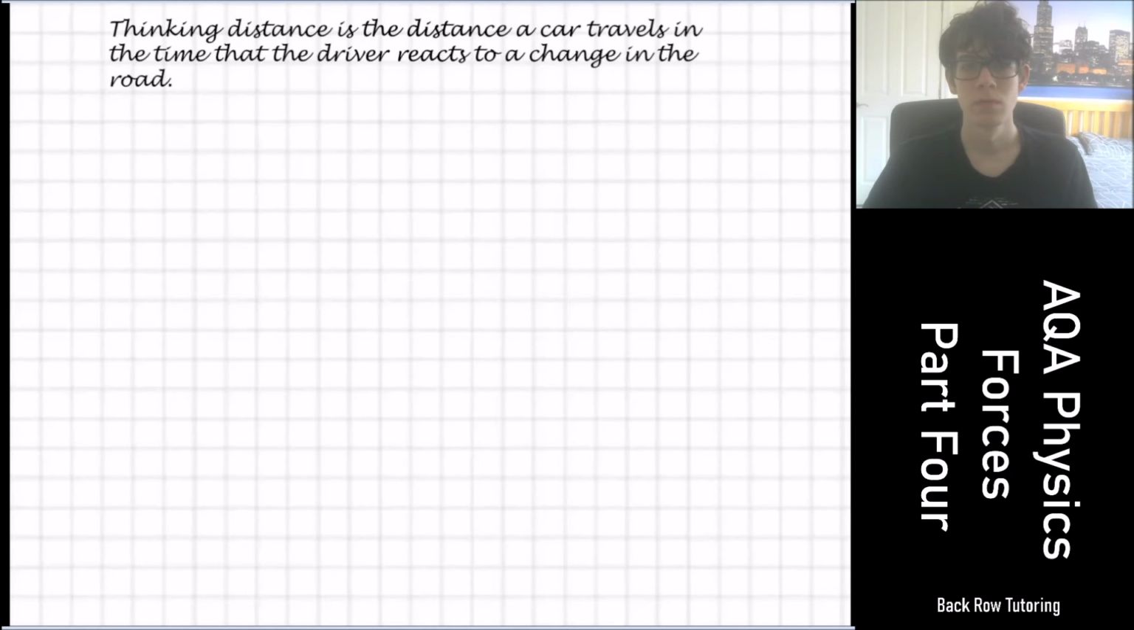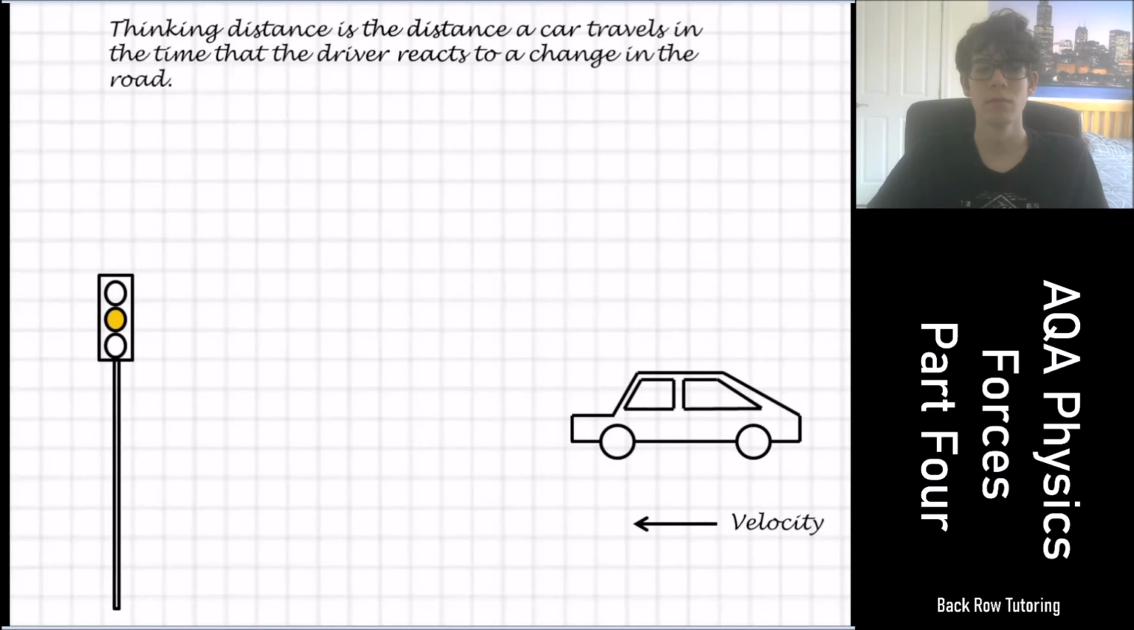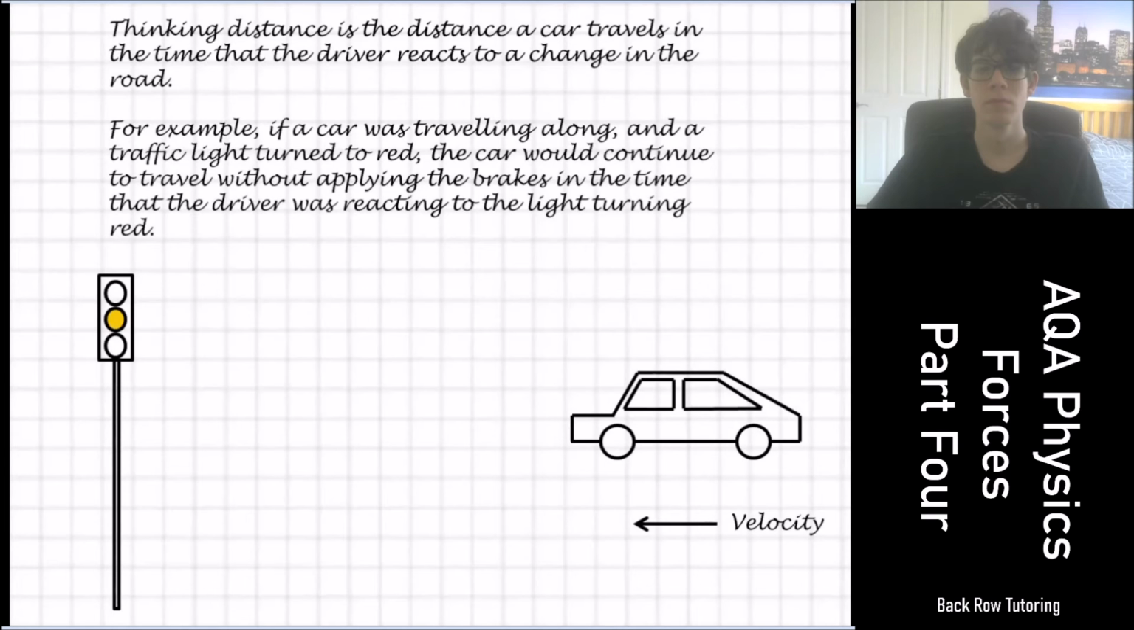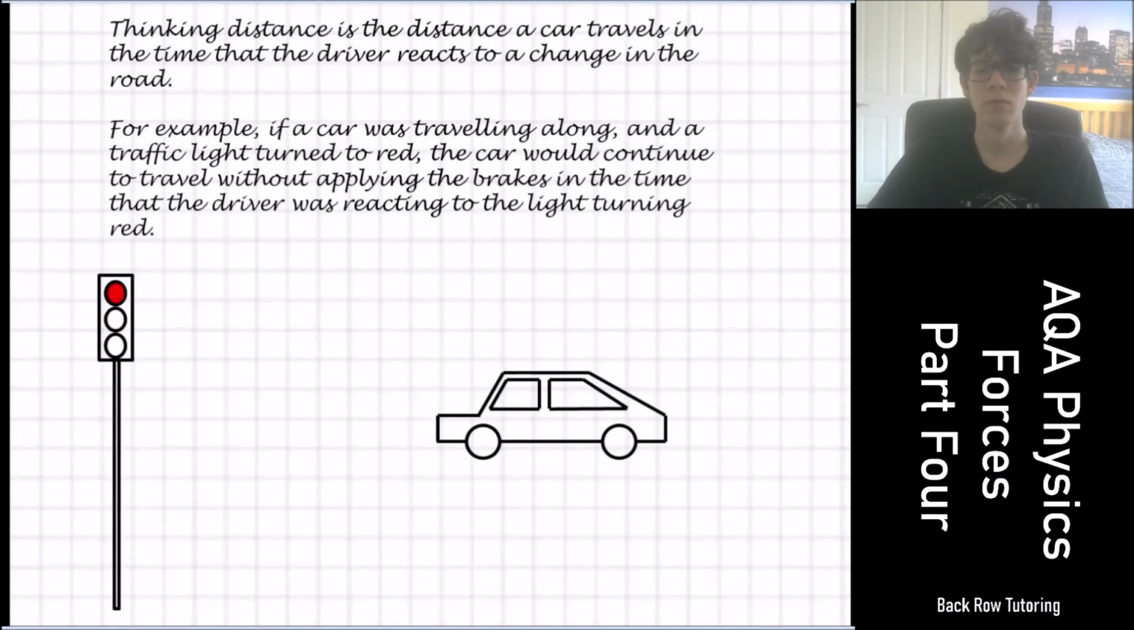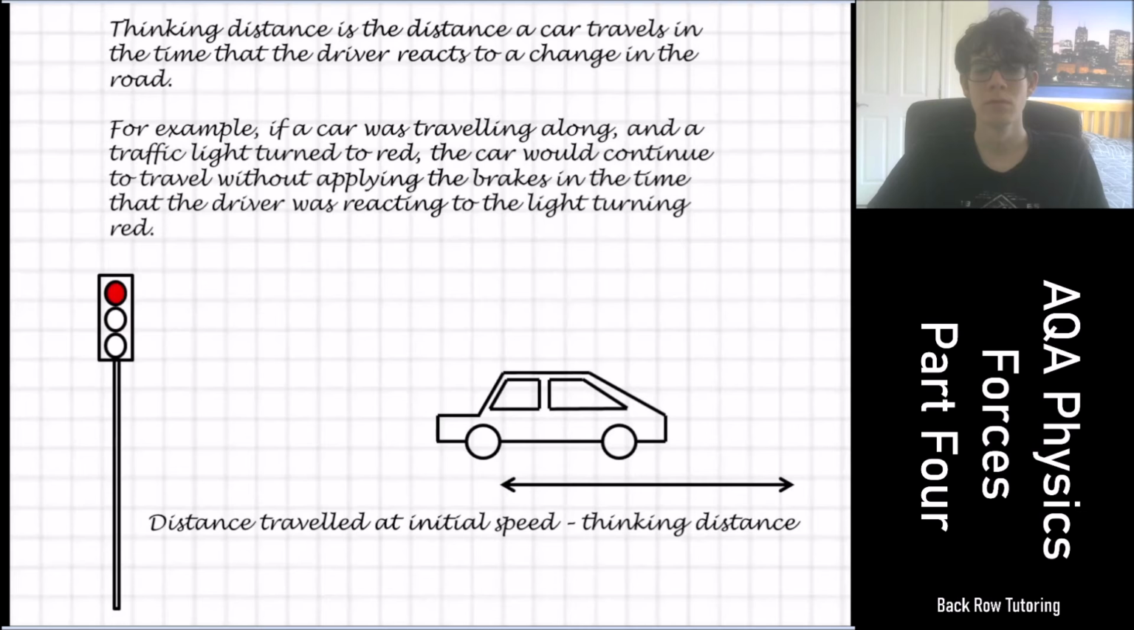Thinking distance is the distance a car travels in the time that the driver reacts to a change in the road. For example, if a car was travelling along and a traffic light turned to red, the car would continue to travel without applying the brakes in the time that the driver was reacting to the light turning red. The distance that the car travels is the thinking distance.